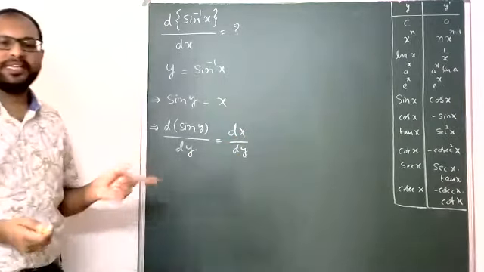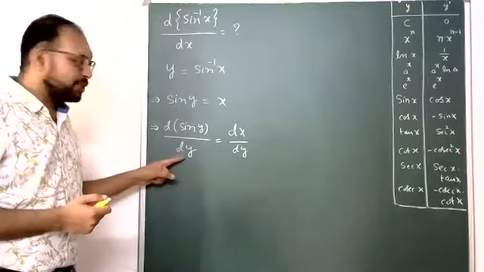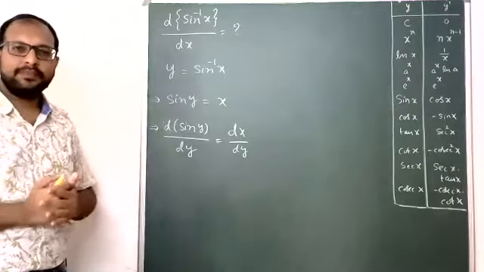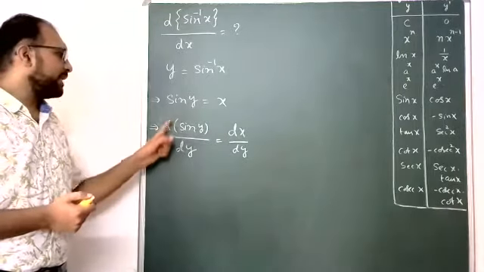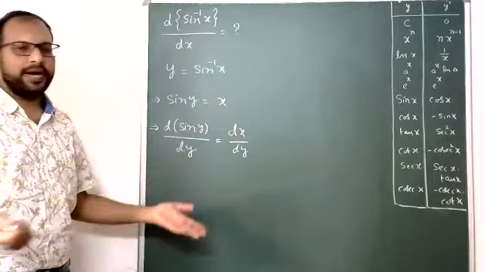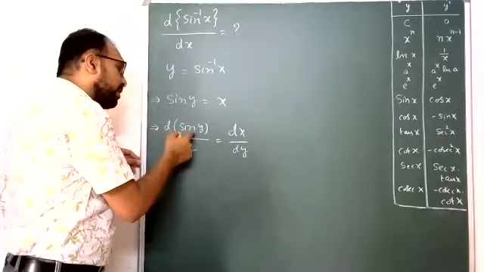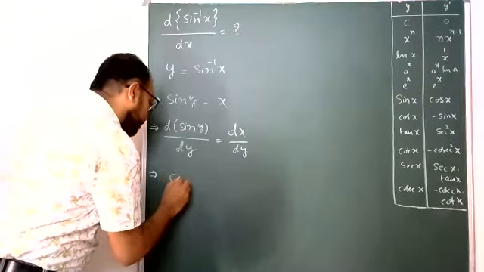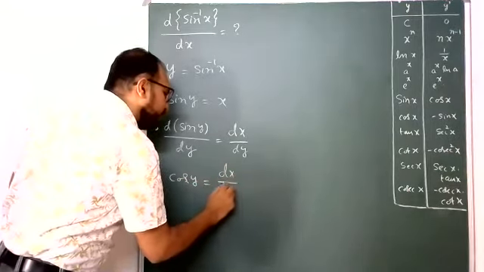What am I doing in this step? I am differentiating this equation with respect to y, on the left side and the right side. So that is the derivative of sin y with respect to y, and the derivative of x with respect to y. Next, students, we know the derivative of sin y with respect to y is cos y. So therefore, cos y equals dx by dy.